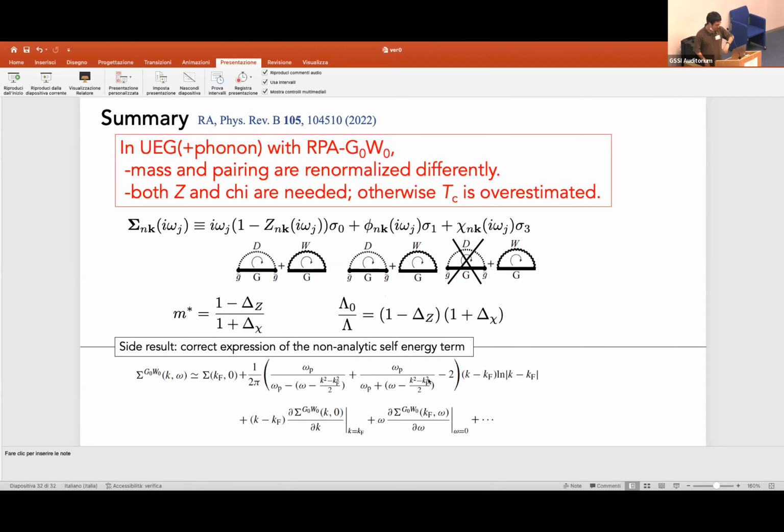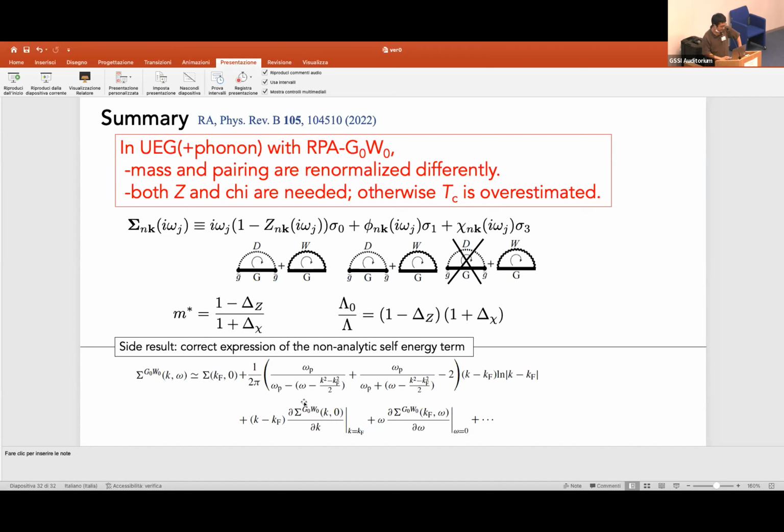So this is a summary of my talk. I examined the Eliashberg equation in the uniform electron gas with RPA and G0W0 approximation. And I showed and understood that the mass and pairing renormalizations are completely different. And also we have seen that if we want to evaluate the transition temperature accurately, we need to include both z and chi at the same time. Otherwise the transition temperature would be overestimated.